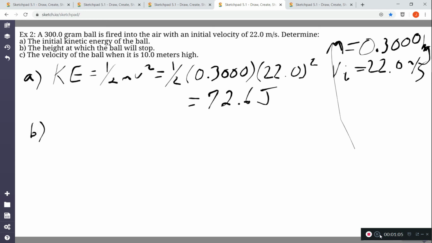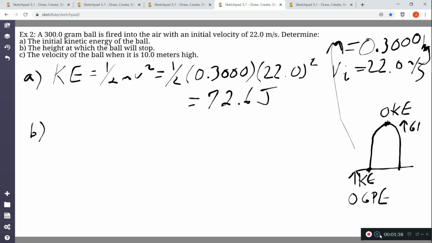Part B, the height at which the ball will stop. Well, let's think about what that means. If we're firing a ball and it stops at the top, comes back down, this fits kind of that scenario we looked at earlier. At this point where we launched it, it had its highest kinetic energy, but it actually had 0 gravitational potential energy if we set our reference frame right there. If we know that at the top it has 0 kinetic energy, but it has its highest gravitational potential energy, we can use the initial kinetic energy to work out the gravitational potential energy.